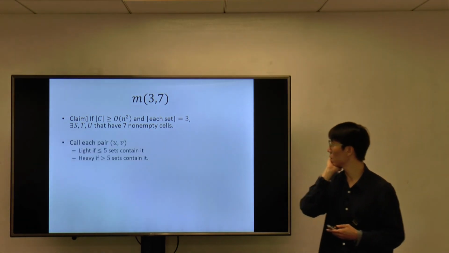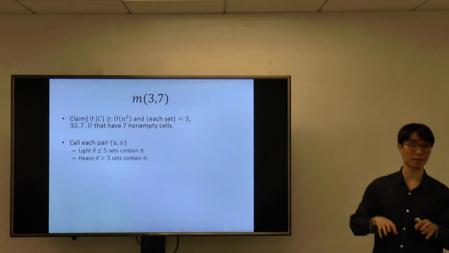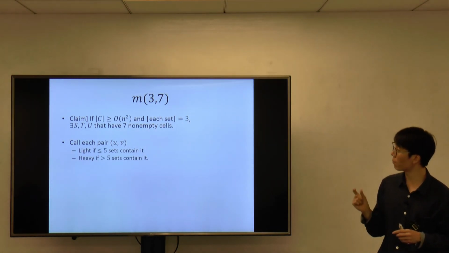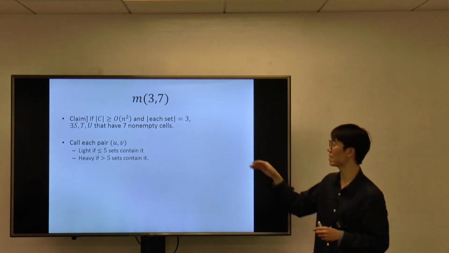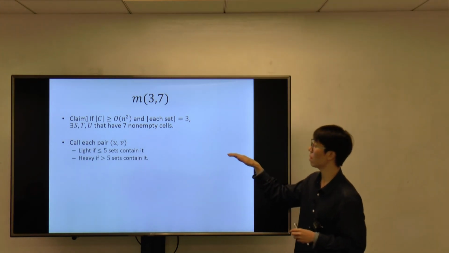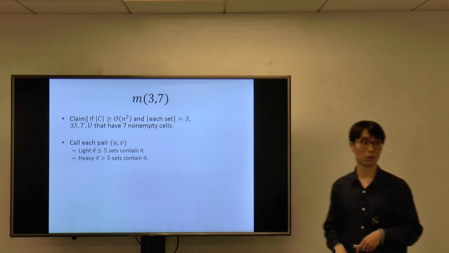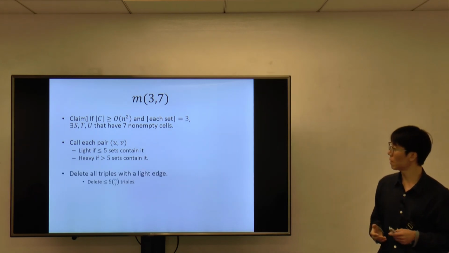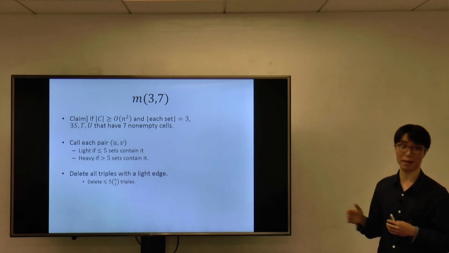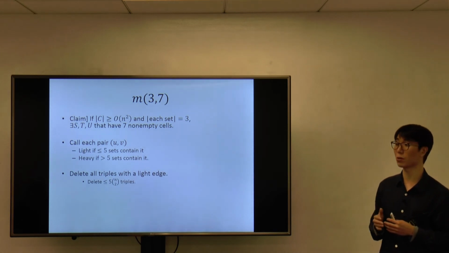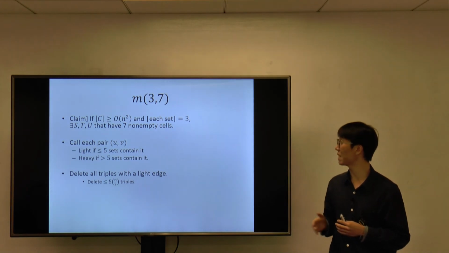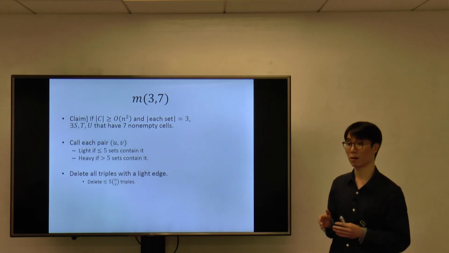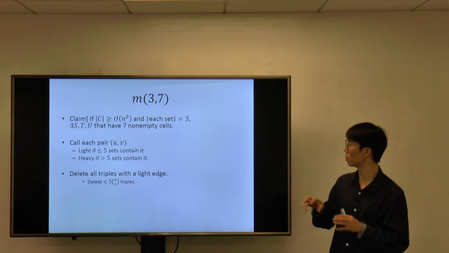So we have a bunch of triples as sets, and for each pair of elements, we're going to call them light if at most 5 sets contain it, or otherwise we're going to call them heavy. Then the first operation we can do is to delete all the triples with a light edge. Perhaps we can do it iteratively. We go through each pair one by one, and ask whether it is light or heavy. If it is light, then we can delete all the triples containing this pair.